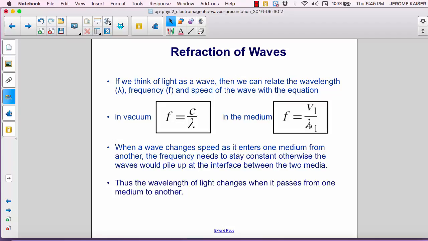The question you might ask is, are these the same frequencies? Well, when a wave changes speed as it enters from one medium into another, the frequency would have to stay the same. Otherwise, the waves would pile up at the interface between the two media. So we must have the same number of waves leaving one medium and entering the other, and therefore the frequencies have to be identical. That means that the wavelength of light has to change when it passes from one medium to another.